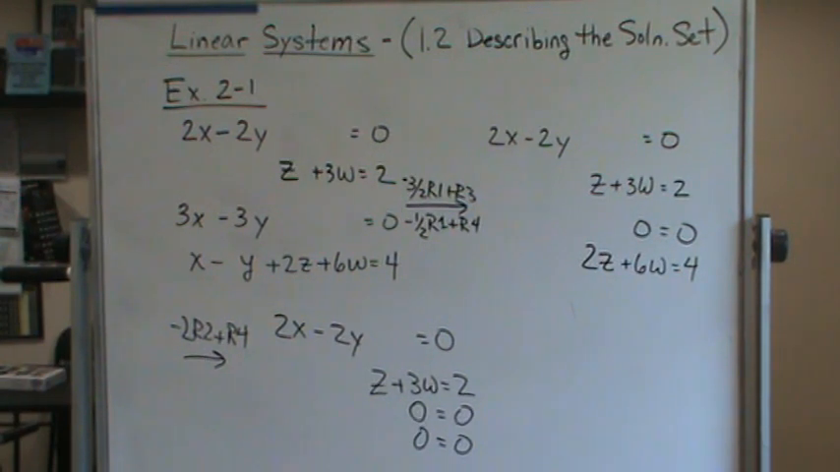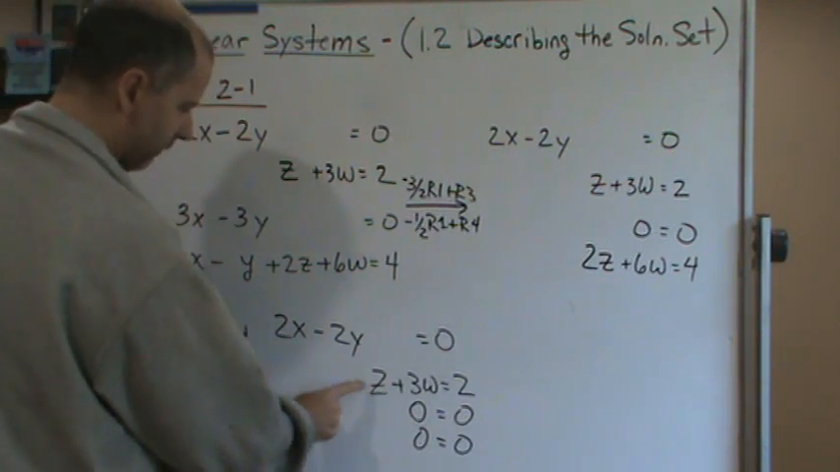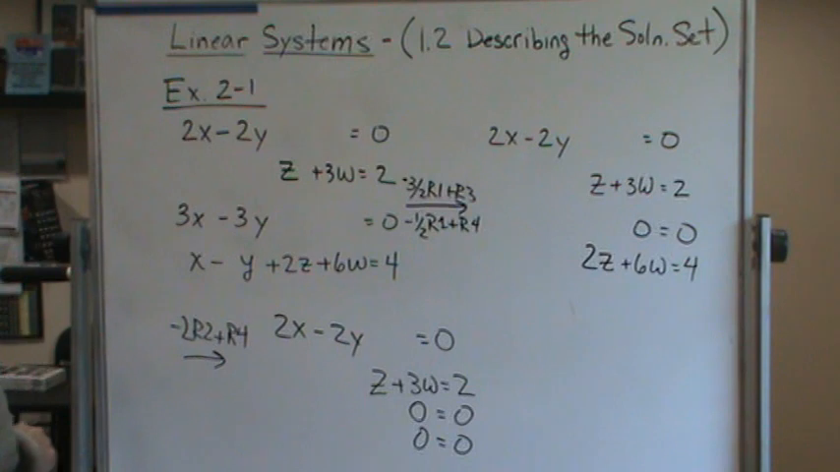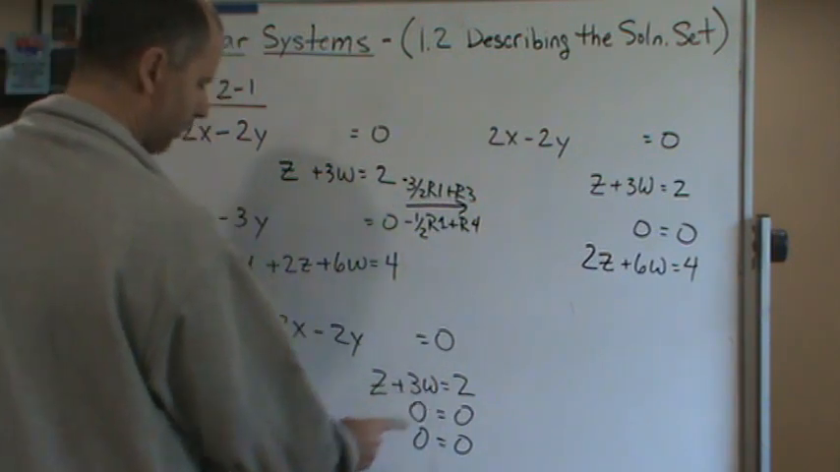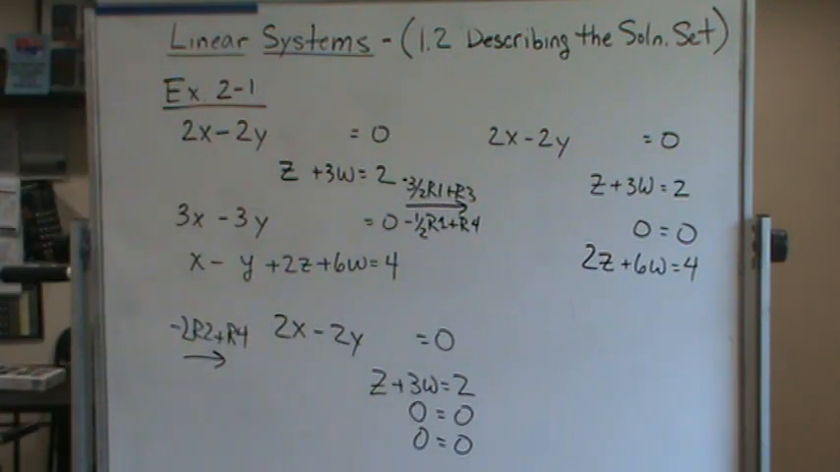Now in this case, we end up with x and z as the leading variables, not x and y. The free variables are y and w. Okay?